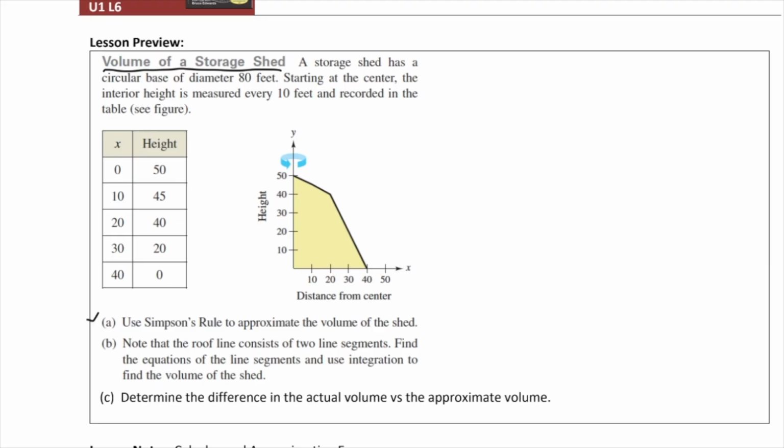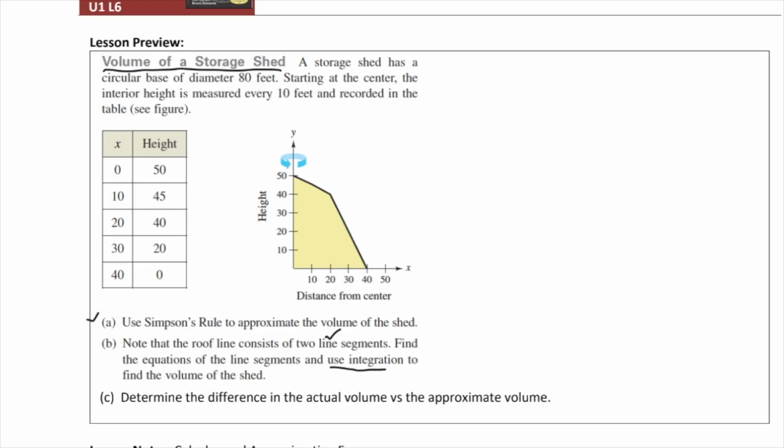For today's lesson, you are going to calculate the volume of a storage shed using Simpson's method. That will be part A. For part B, notice that you're going to be looking for the equation of your two line segments. Then you will use integration to find the volume of the shed. Once you've completed that, determine the difference in the actual volume versus the approximate volume.